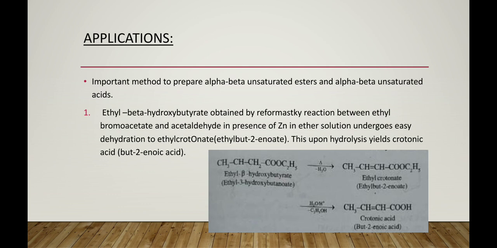The Reformatsky reaction is an important method to prepare alpha beta unsaturated esters and alpha beta unsaturated acids. First, ethyl beta hydroxybutyrate obtained by the Reformatsky reaction between ethyl bromoacetate and acetaldehyde in the presence of zinc in ether solution undergoes easy dehydration to ethyl crotonate, and this upon hydrolysis yields crotonic acid, that is butenoic acid.